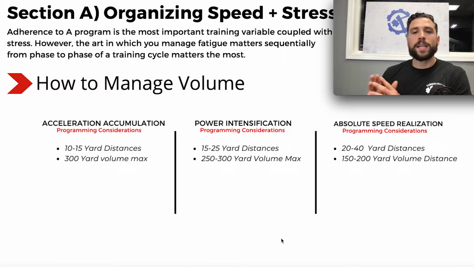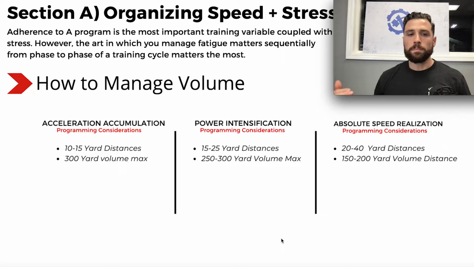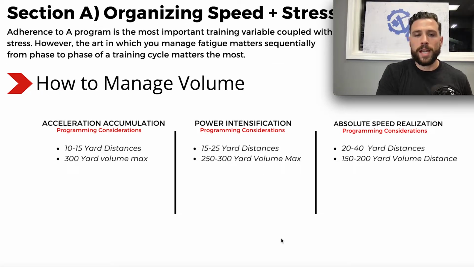Looking here, organizing speed and stress part 2, how to manage volume. So this is the number one way to mitigate fatigue outside of intensity. Managing volume in earlier phases, our distances are going to be between 10 and 15 yards, 300-yard volume max per given session, or over the course of the week is what we recommend.